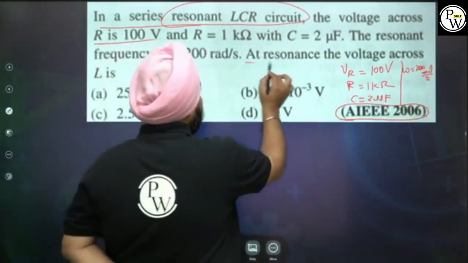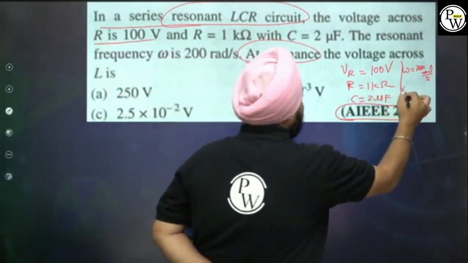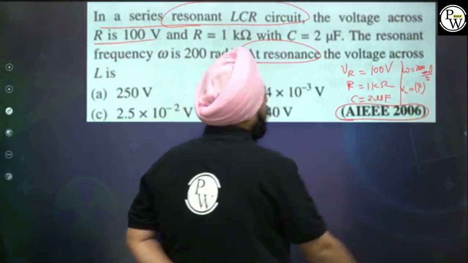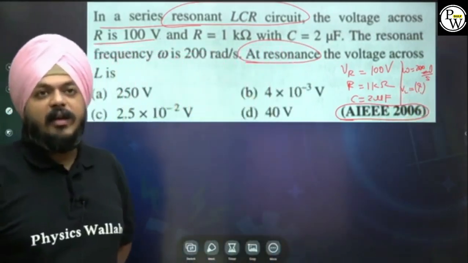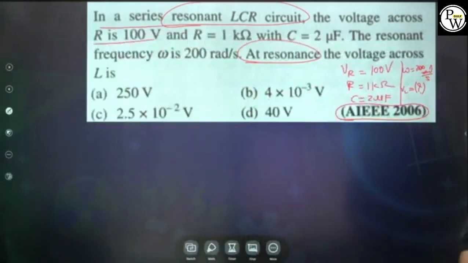In the resonance condition, what will be the voltage across the inductor? Very nice question. In the resonance condition, what will be the voltage across the inductor?